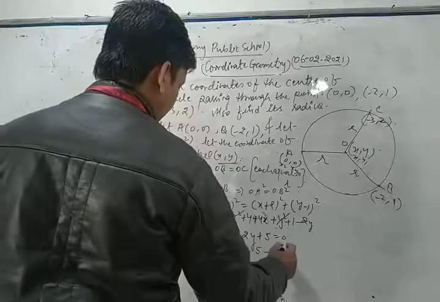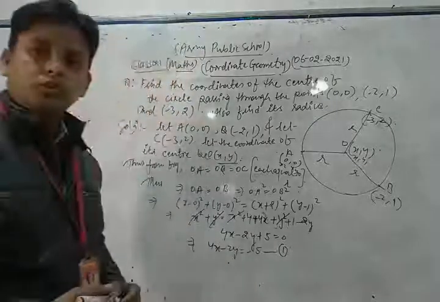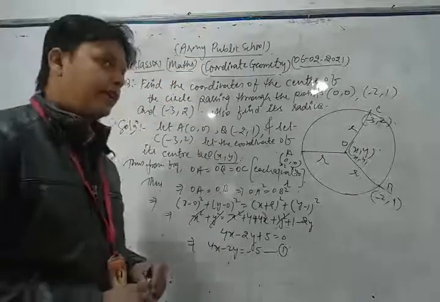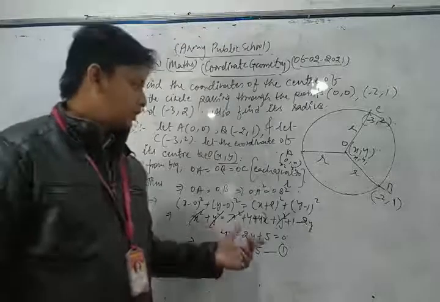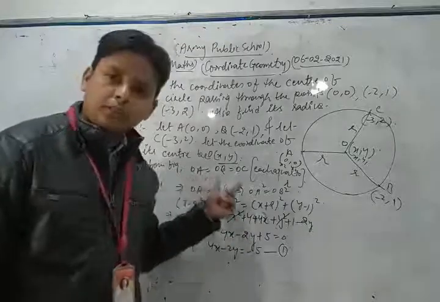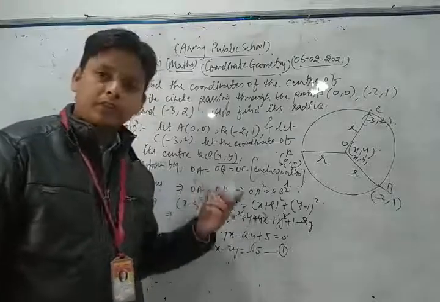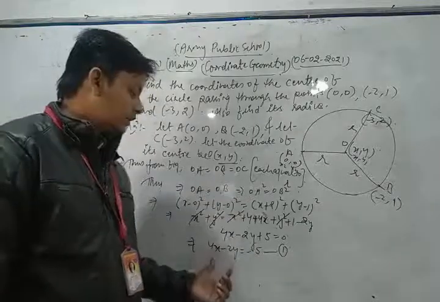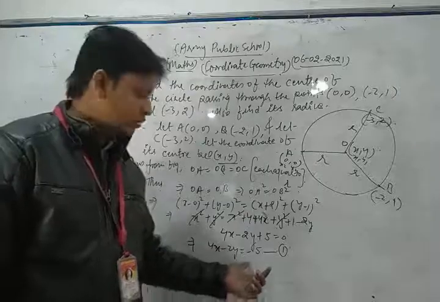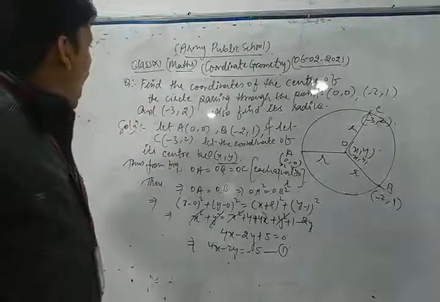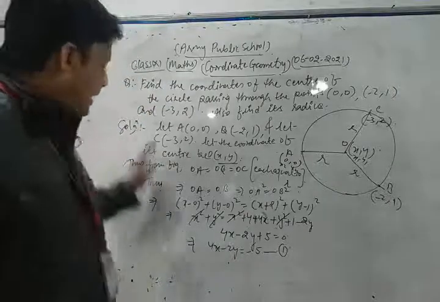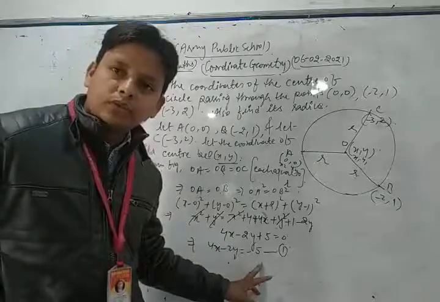Take this as equation number 1. If we take the relationship OA is equal to OP, in that condition we apply the distance formula, and hence we get the relation 4x minus 2y is equal to minus 5.